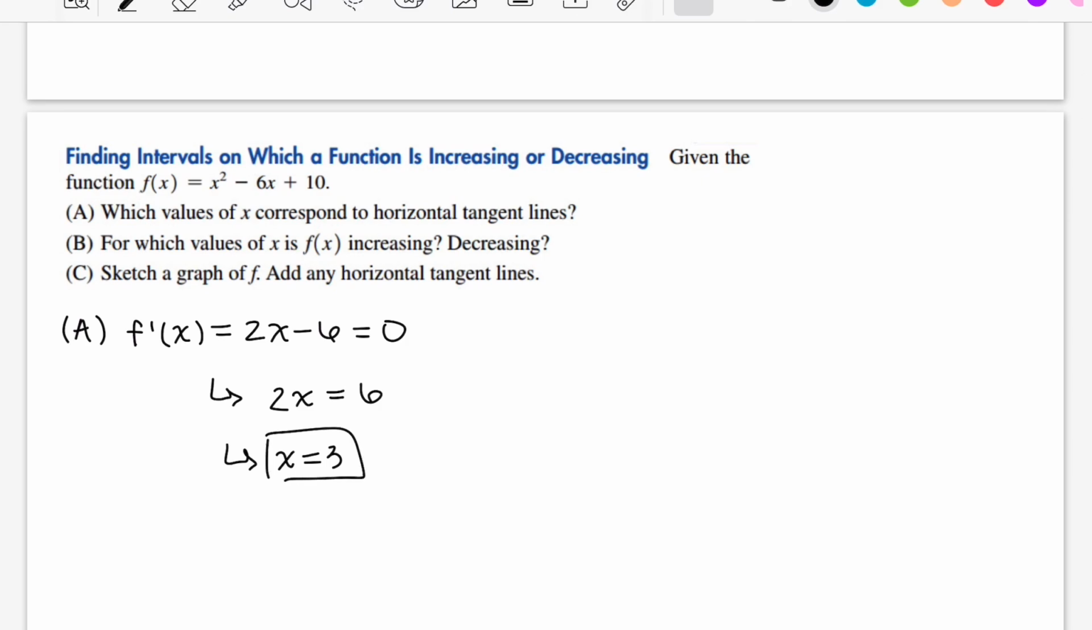All right, and then for part B, what we'll do is we want to figure out for which values of x is f of x increasing or decreasing. And just like we saw in the last example, what we'll do is construct a sign chart to determine when our derivatives are positive and negative.